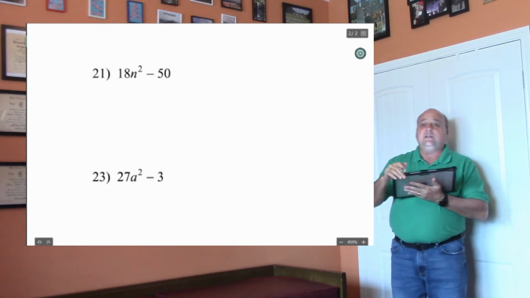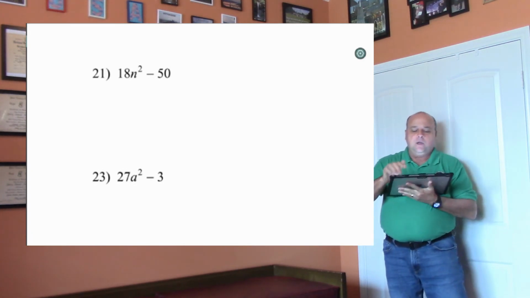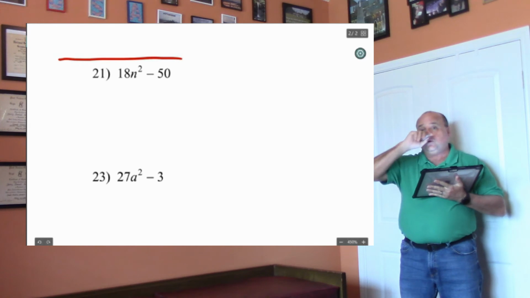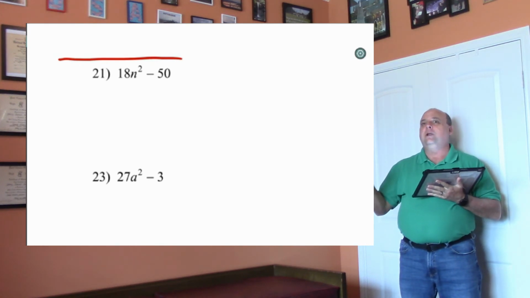Number 21. This gets a little bit harder. Okay? So on 21, you may want to draw a bar. This is where it gets kind of hard. Okay? Not really, but kind of.